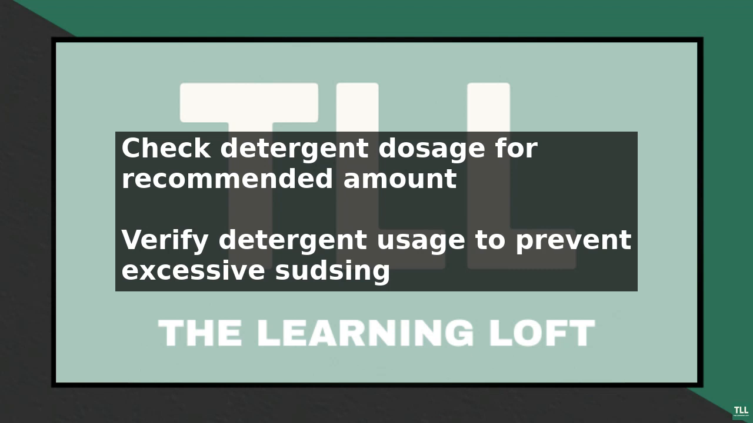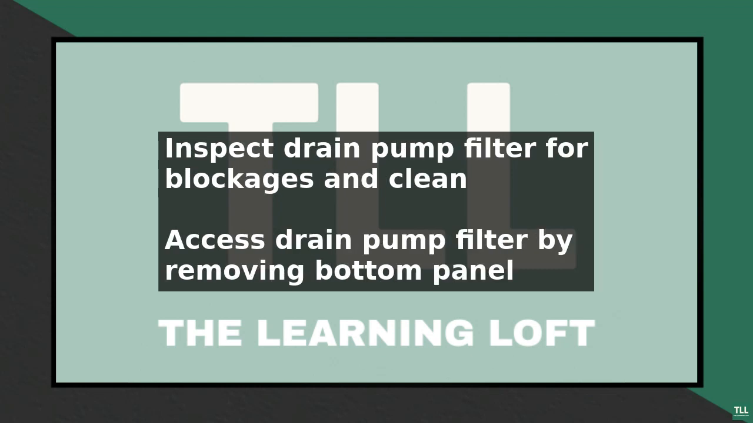First, check the detergent dosage and make sure you are using the recommended amount for the size of the load. Using too much detergent can cause excessive sudsing, which can lead to overflowing. Next, check the drain pump filter for any blockages and clean it if necessary.